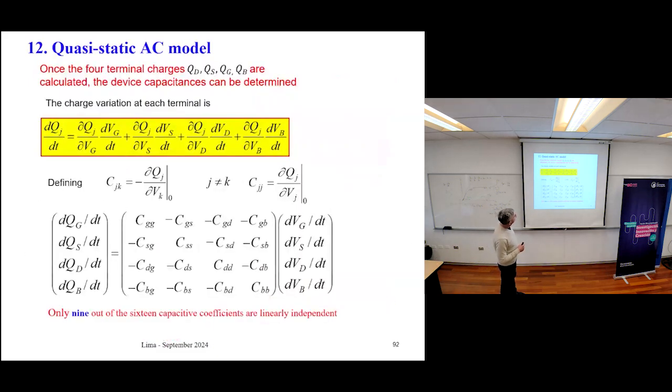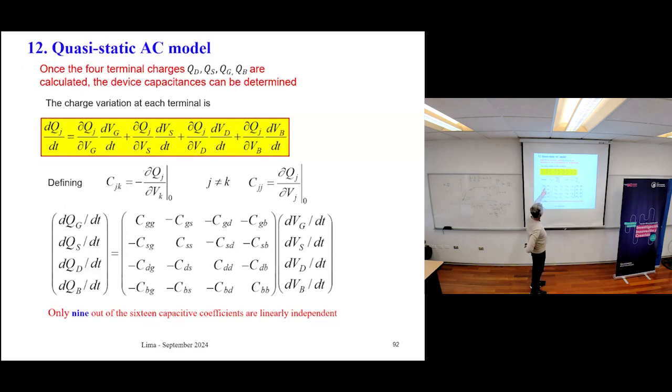Okay, let's go to an application now. So now let's define the capacitance. Then you have four terminals, right? Then you have this one here, the Qg. How does the gate charge change? This variation here depends on variation of the gate voltage, the source voltage, drain voltage. So we have this line here.